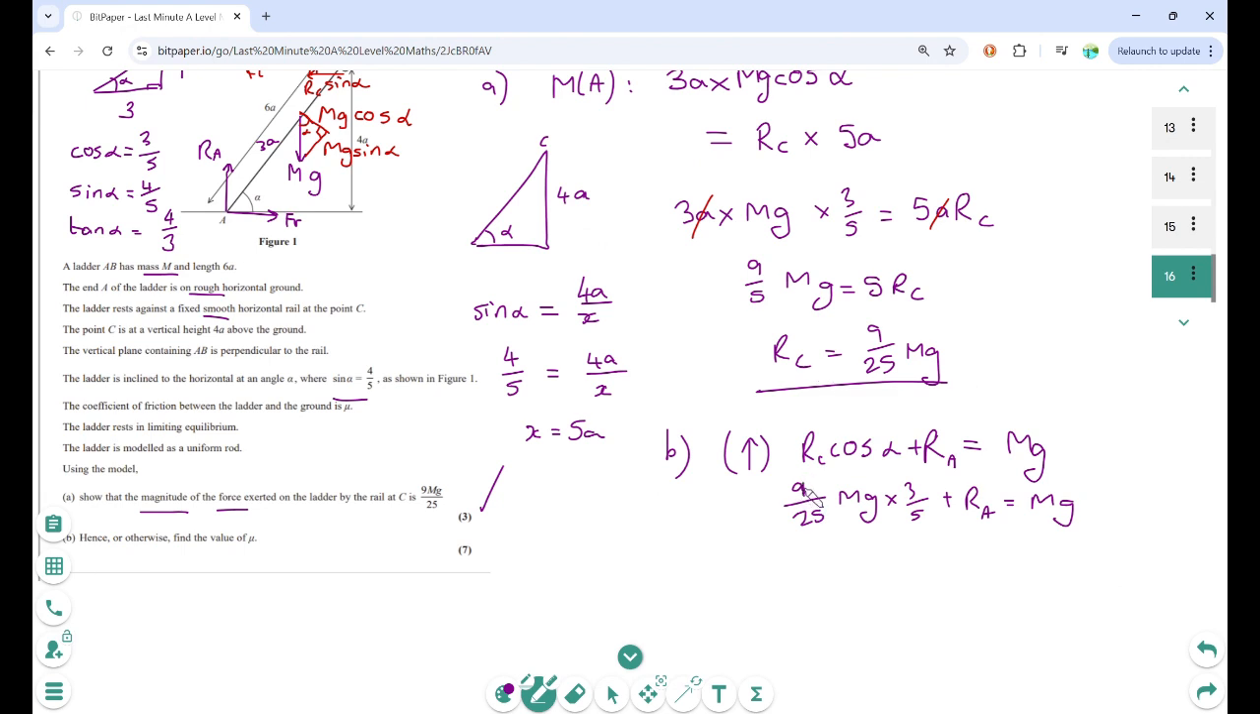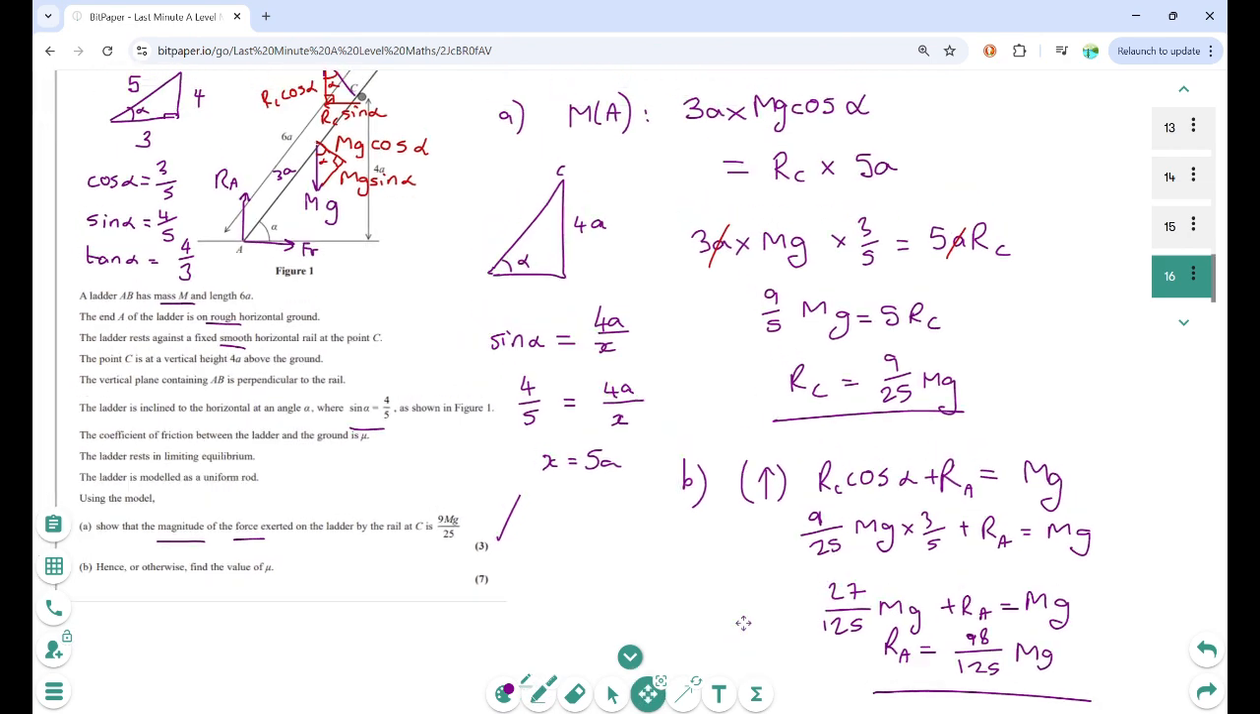So we're going to do 9 times 3, so 27 over 125 mg plus RA equals mg. And then we might as well solve here for RA. That's going to be 125 minus 27, 98 over 125 mg. And that's not what we need because we're looking for mu, but this is just going to come in handy later when we do our friction equals mu R part of the question.